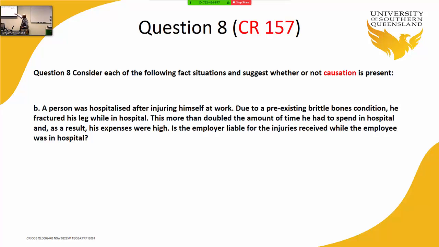So what I'm saying here basically is the expenses became double. There's also the fact that how can you actually attribute how he fractured his leg explicitly to the pre-existing brittle bones condition? It could have actually been partly due to one thing, but also partly due to another. But we're not told.